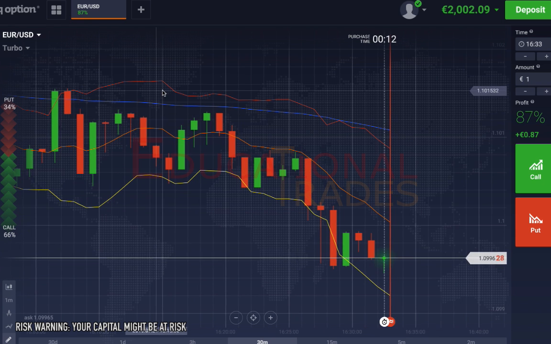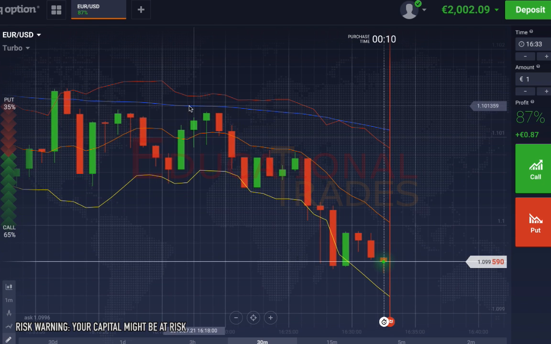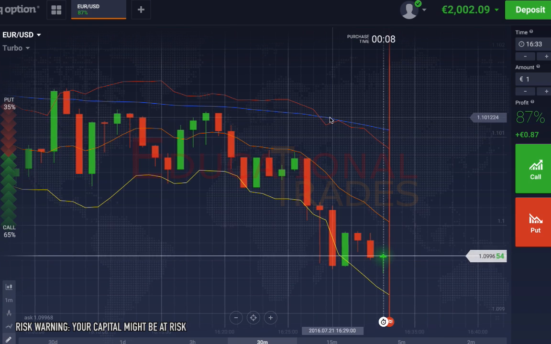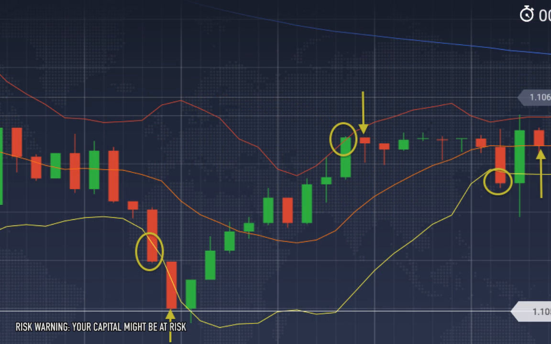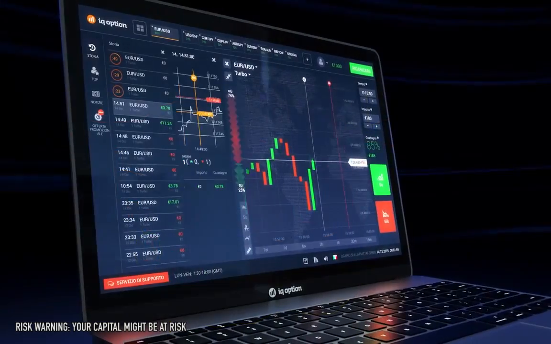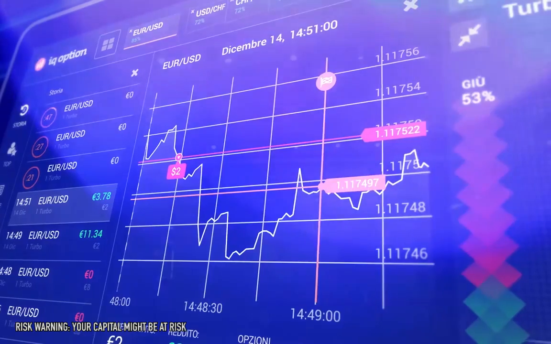This pattern indicates to open a position only when a candle closed breaking the upper or the lower Bollinger Band. When the average goes up, we must open a call position. On the contrary, we must open a put position. Before we start, I want to make a recap of the rules.